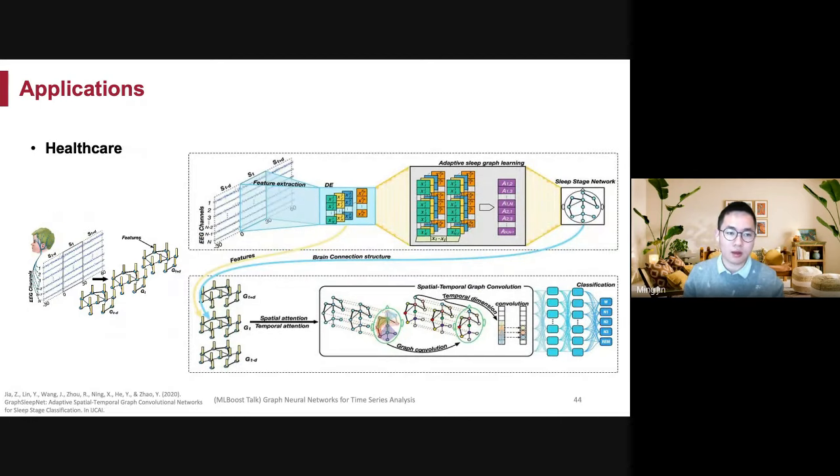And another one is healthcare. For example, when we are doing ECG or EEG, different nodes here could be different sensors, and their relations are actually interconnected. In these examples, we can use GNNs to capture such complex, unknown inter and intra series dependencies, and then we can do the classification, right? Like when we do the EEG, you can have several diagnoses, you need to give some conclusions, you can do the classification. That's about healthcare.